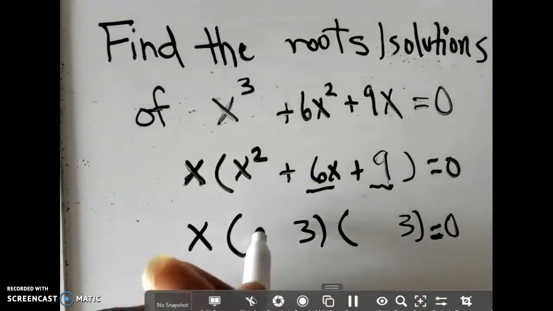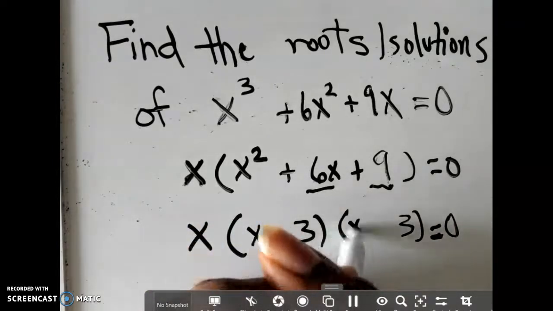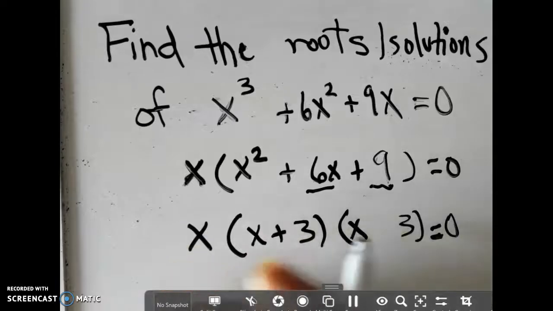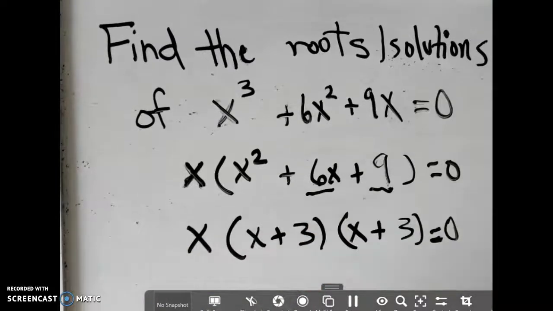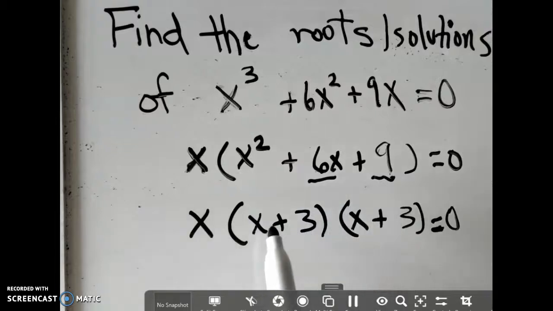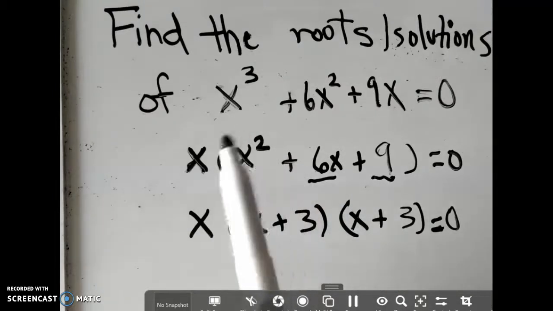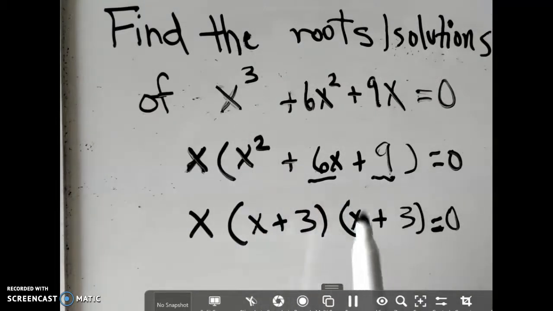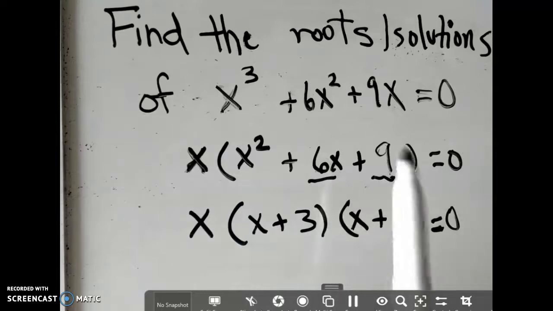And then the x squared, if I factor that, I'll get x times x. So that's how I know what my factors are for this quadratic within the parentheses. And you can double check by foiling. x times x is x squared, 3x plus 3x is 6x, and then 3 times 3, that's 9.